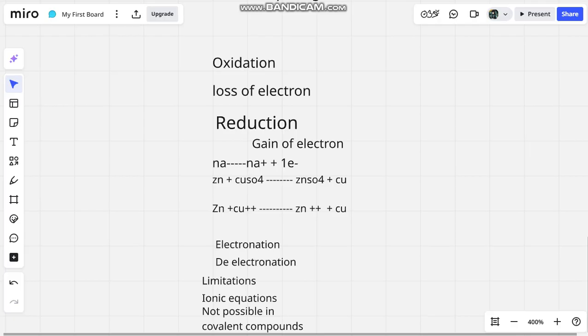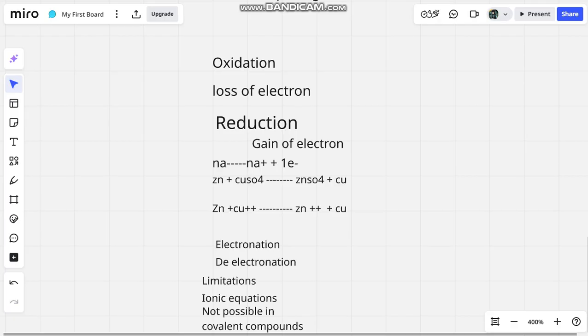Now what happens in this? Zn gets converted into Zn++. That means it has lost 2 electrons. What is the loss of electron? Oxidation. Bam, that's done. So Zn gets converted into Zn++. It undergoes oxidation. Cu++ gets converted into Cu. That means it gains 2 electrons. That means that is basically reduction.